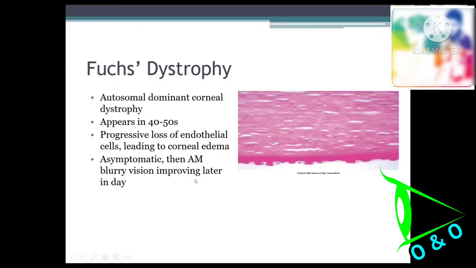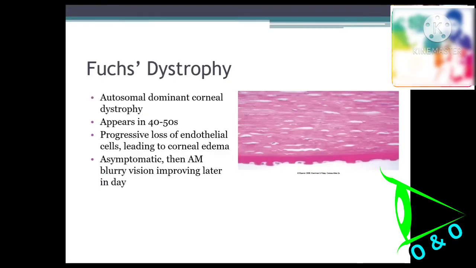Once patients start getting symptoms, they'll start off with having morning blurry vision, right after they wake up, that improves later in the day. And the reason why that happens is during the night, your eyes are closed and there's more fluid around the cornea. And because there's not a great endothelial pump here, the cornea starts to get more edematous. And so when they first open their eyes, they're looking through a little bit more of an edematous cornea and they can notice some blurred vision.